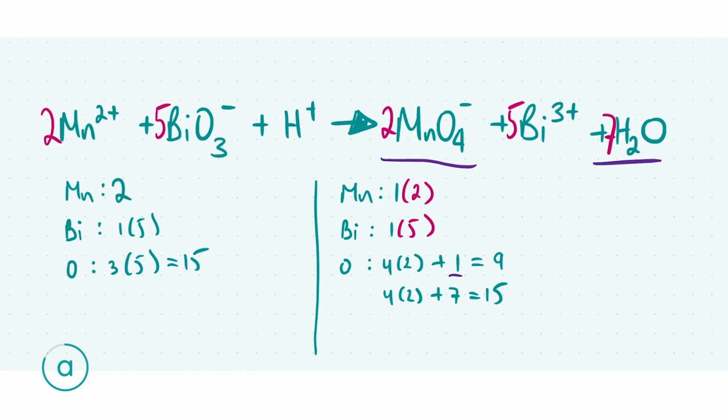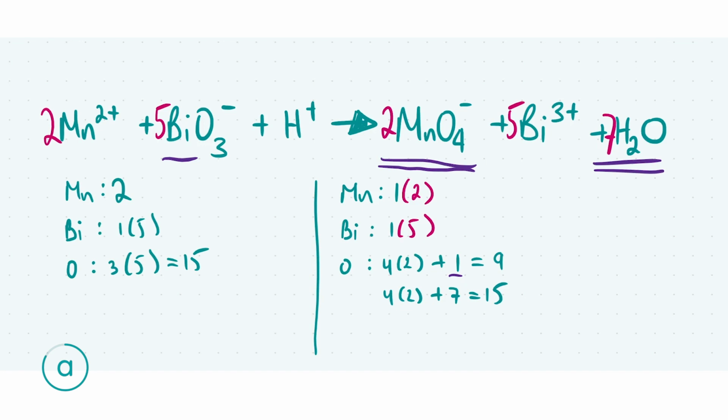And if you just count over what's going on here, our manganese is balanced, our Bi is balanced, and now our oxygen is balanced. Because what we can see over on the left-hand side is going to be 15 here. There's now going to be 8 in this MnO4, and there's also going to be now 7 in this water, so 8 plus 7 is going to give us the 15 that we need.